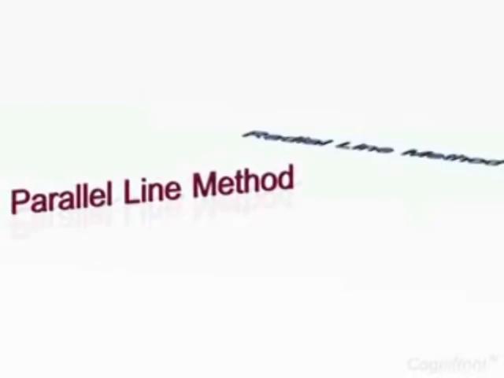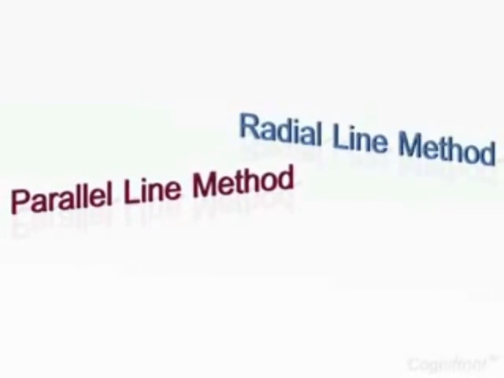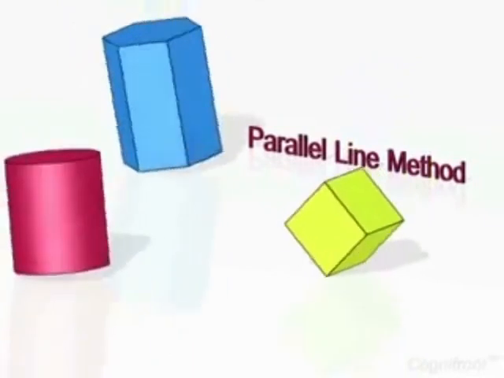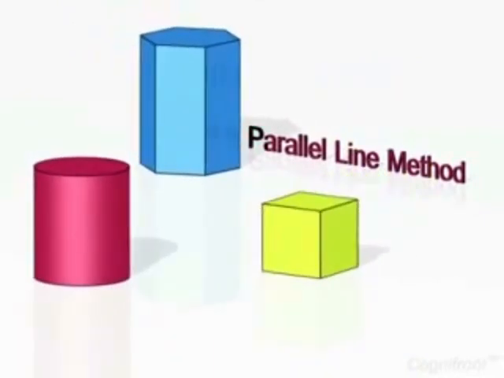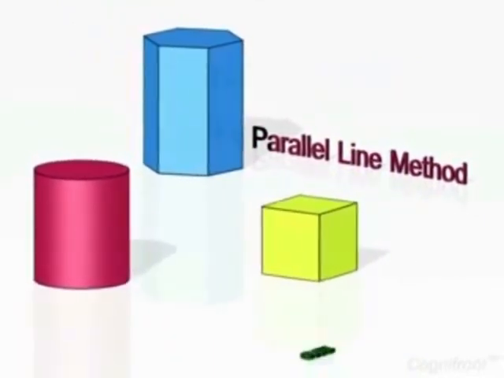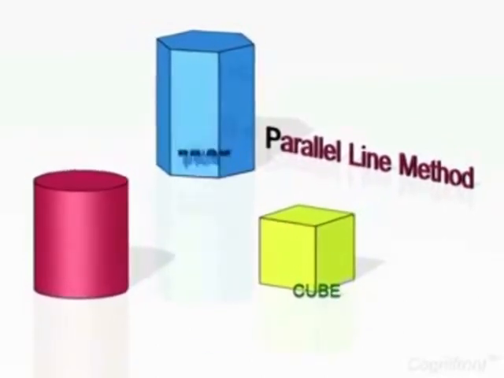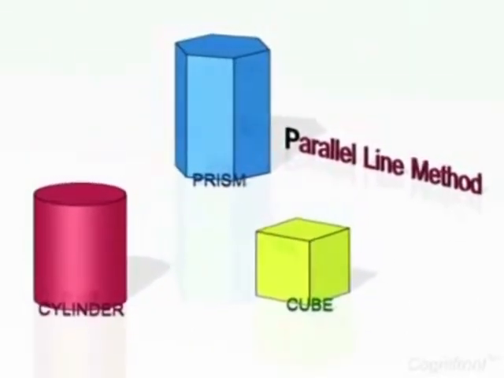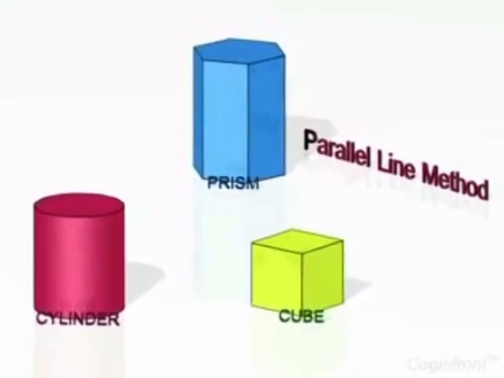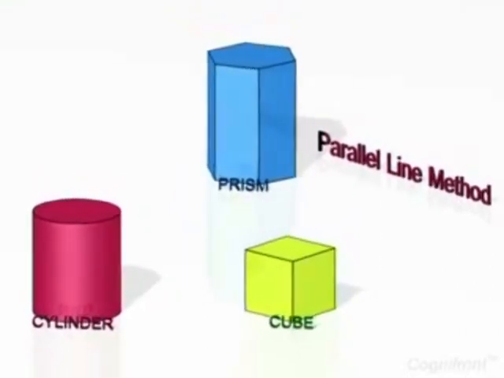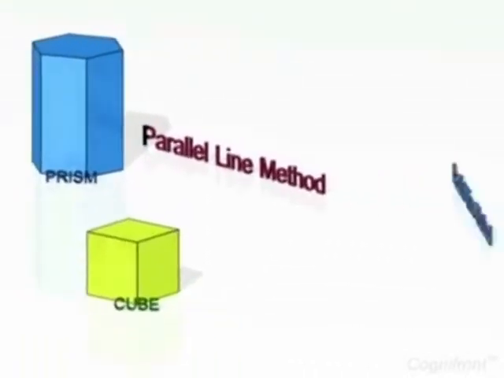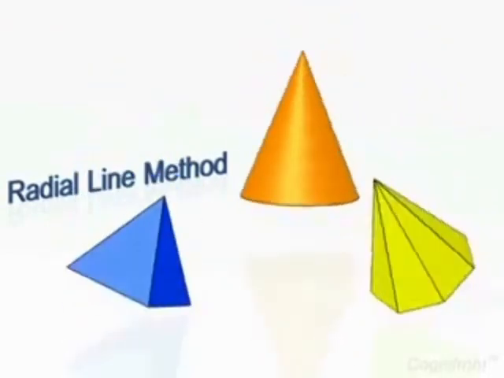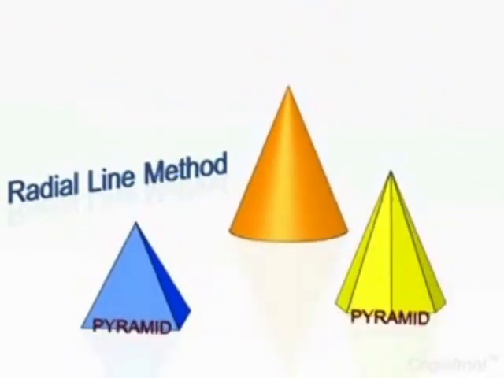So the parallel line method is differentiated from the radial line method, and the differences are pretty simple. Any line on these shapes will be parallel to each other, any development line, whether it be a round cylinder or a prismatic or a cubed object. Now when we look at the radial line method, we're looking at something that comes to a point or an apex. That includes squared and segmental pyramids and cones.